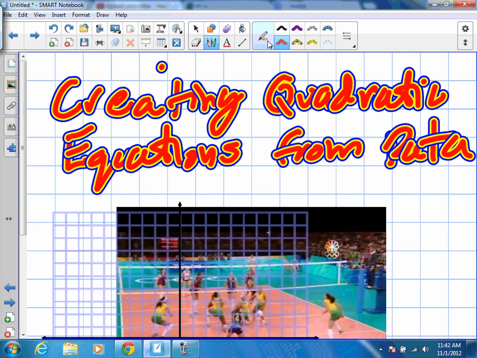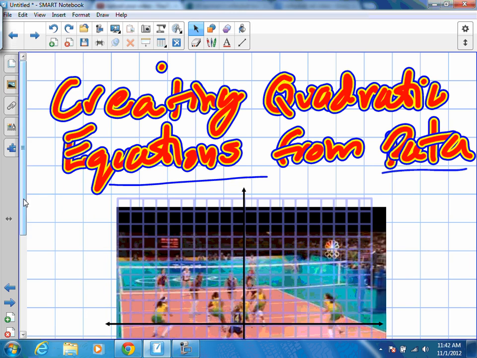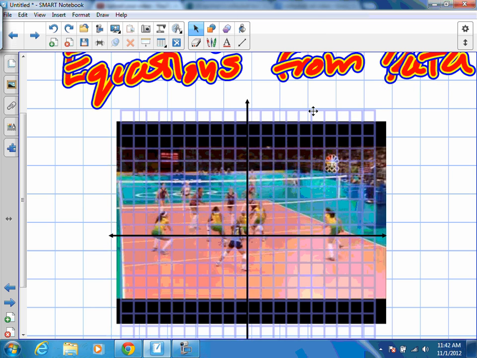All right, similar type of question. We're going to create quadratic equations from data. Now, we do have a picture here, and I'm going to superimpose a graph over top of it. I'm going to need to move the graph around, which is fine.